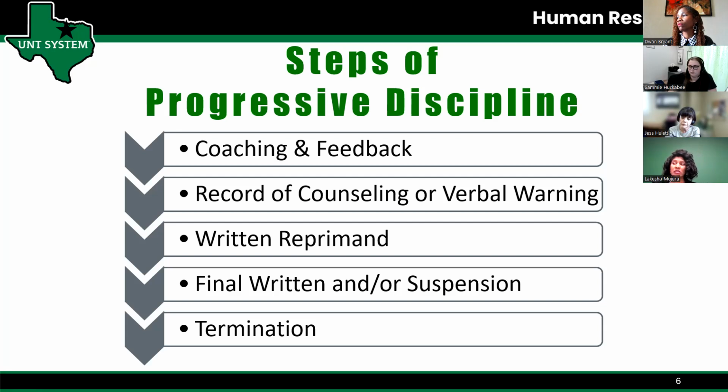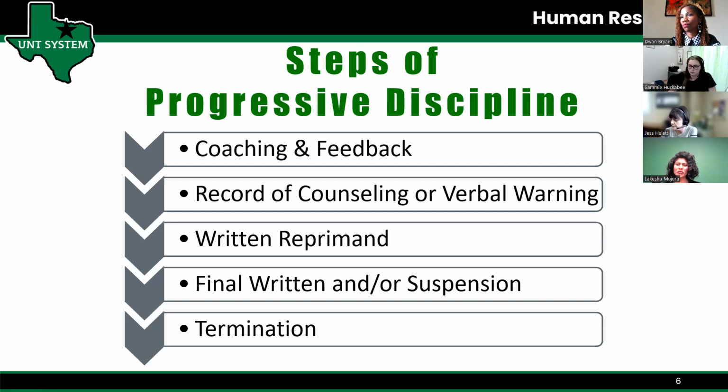And then lastly, we have termination. We do want that to be our last resort. However, I will say, if there's a situation where an employee has done something that is just beyond the pale, termination may be the first and the last step in that situation. But again, it's being in communication with your business partner about what's happening and having your documentation ready.